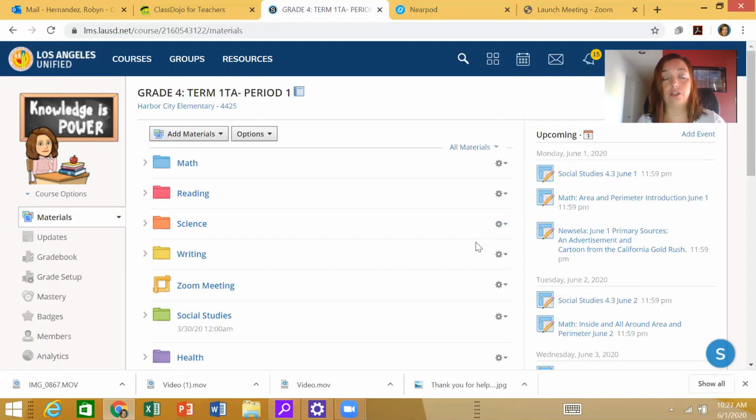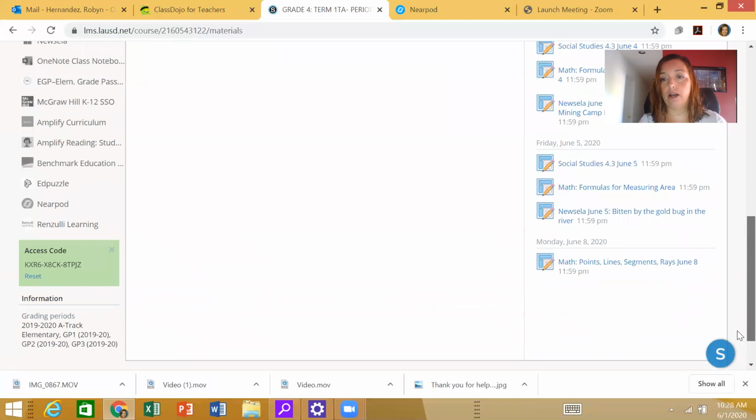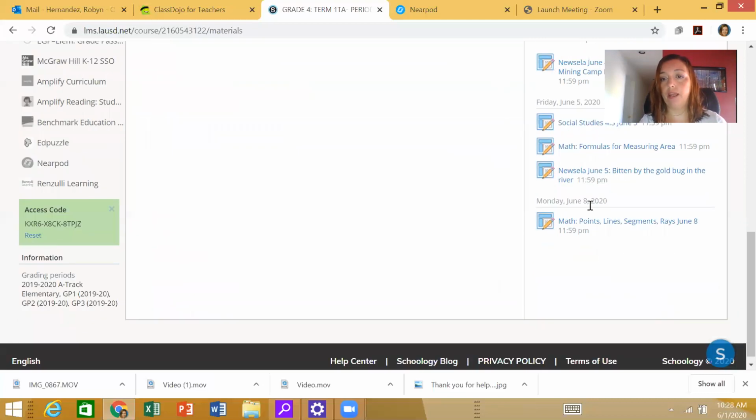So as soon as you log into Schoology, of course, you're going to go to lms.lausd.net, use your LAUSD email and password, and then you are going to click Courses and choose your course. The page will look like this once you do that. And you can either go into your math folder and find today's lesson for June 8th there, or you can scroll down and on the side here under Monday, June 8th, you're going to see math points, lines, segments, and rays June 8th. So I'm going to click on that lesson.